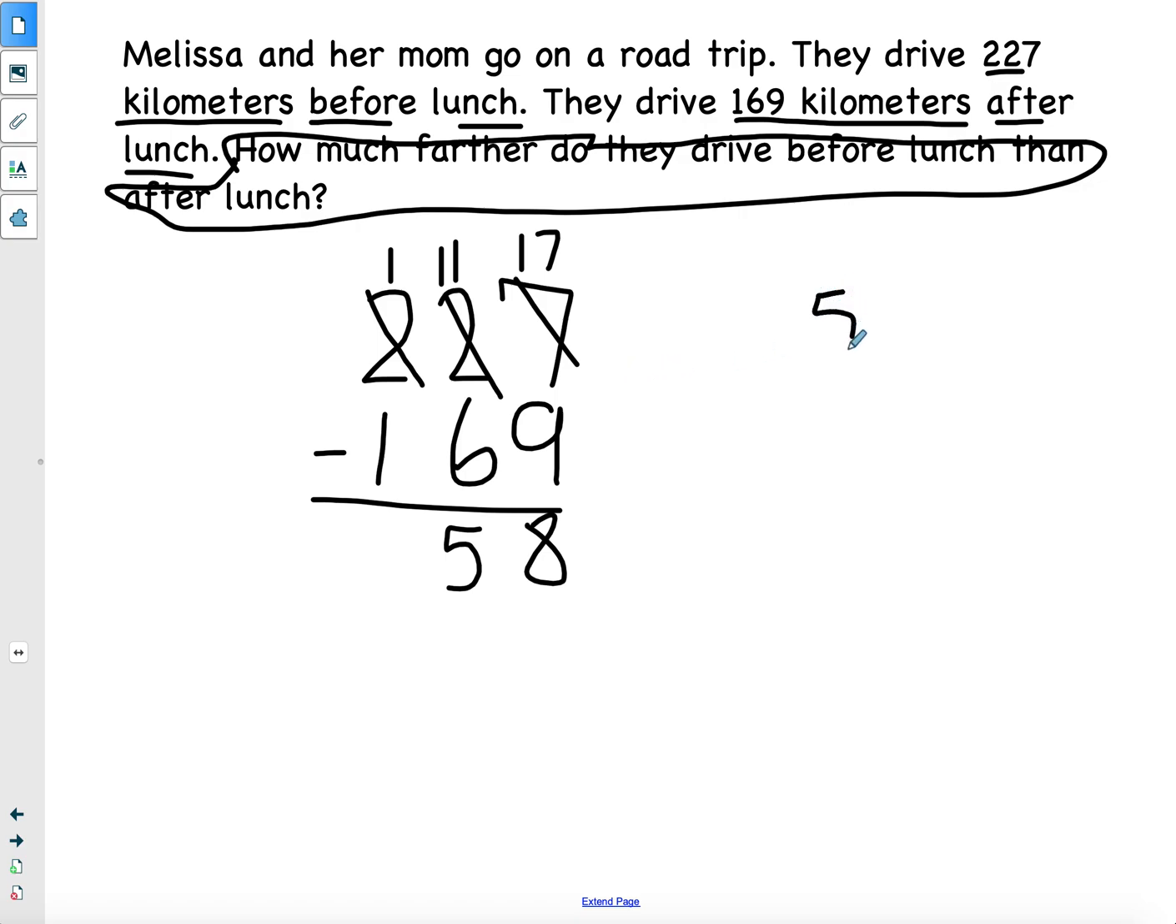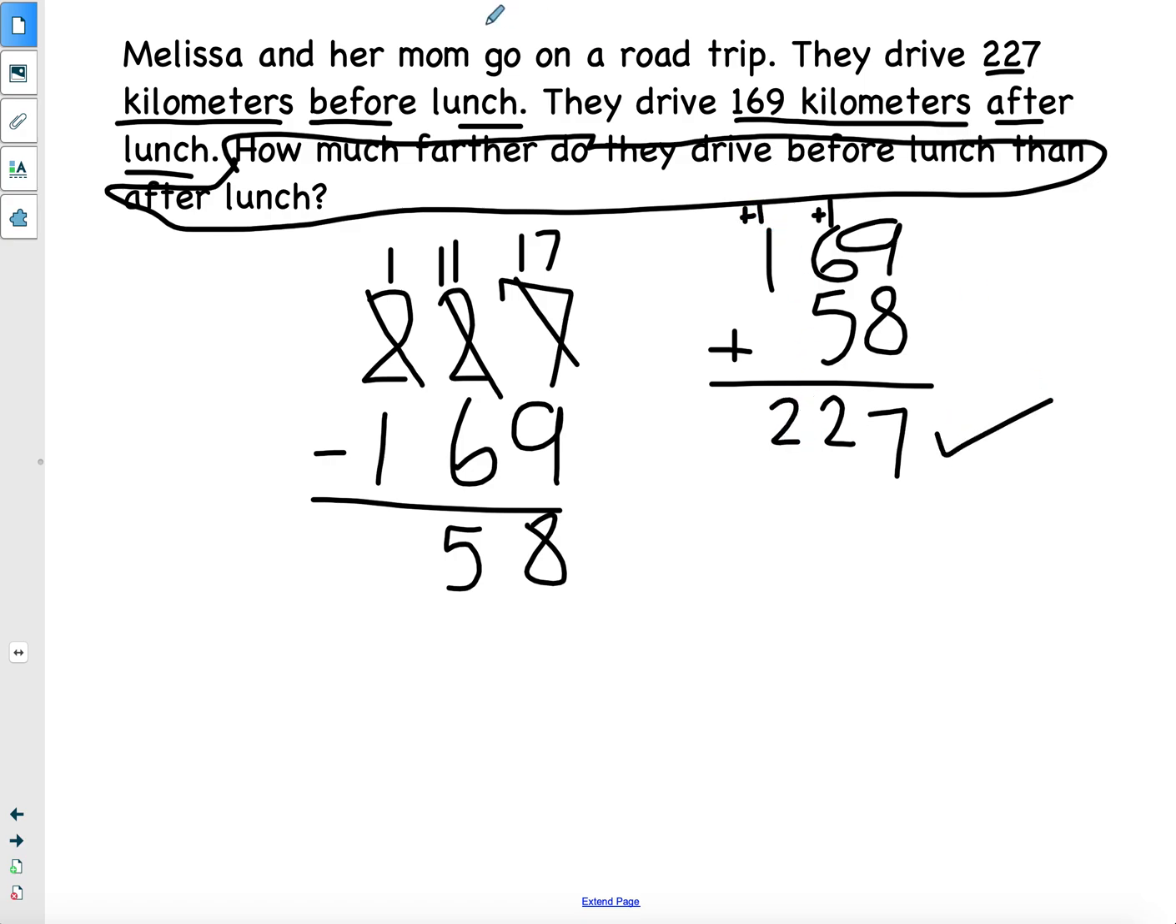But I want to be sure that this is the correct answer. So I'm going to add my answer with the subtrahend to be sure that it equals the number that we started with. I always like to write the greater number on top. 169, and notice I'm lining them up by place value. The ones place, the tens place, the hundreds place. So 169 plus 58. 9 plus 8 is 17, regroup the 1. 1 plus 6 is 7, and 7 plus 5 is 12, regroup the 1 again. And 1 plus 1 is 2. 227, so I am in fact correct.